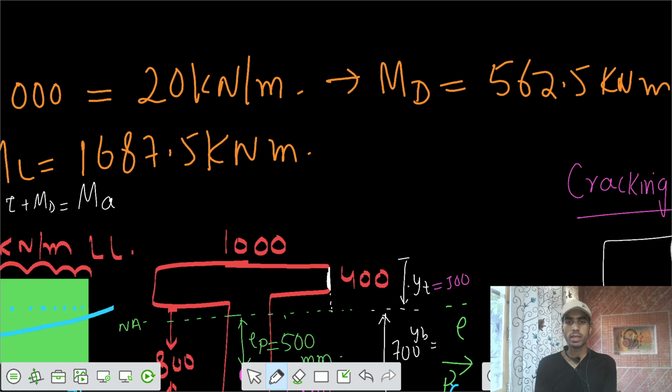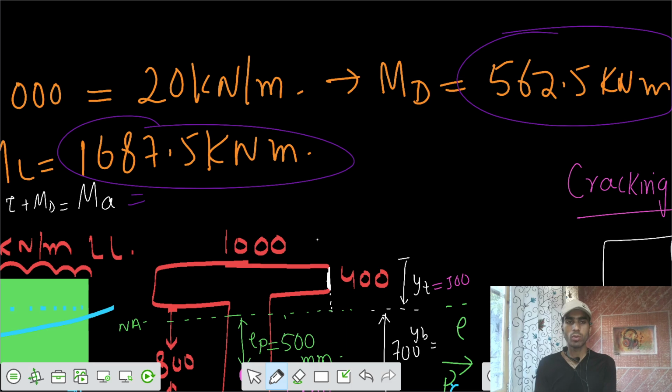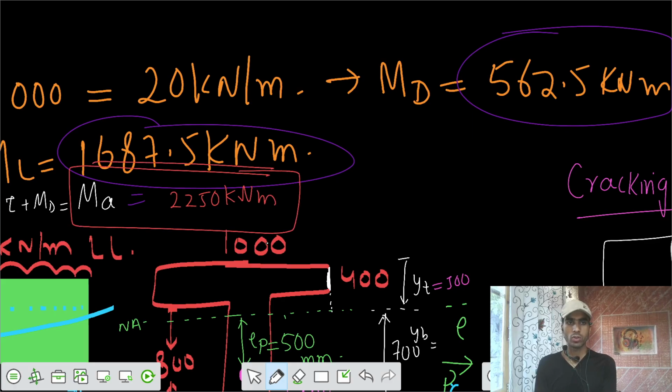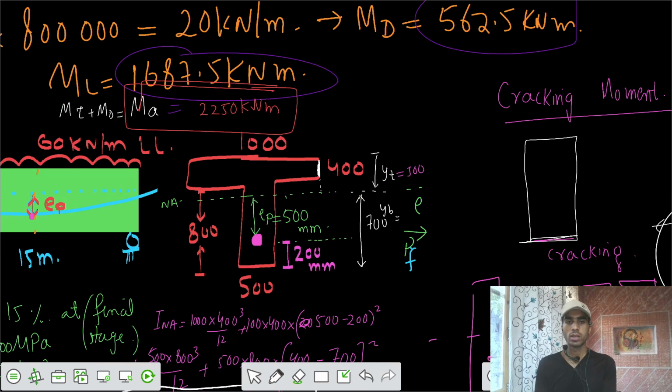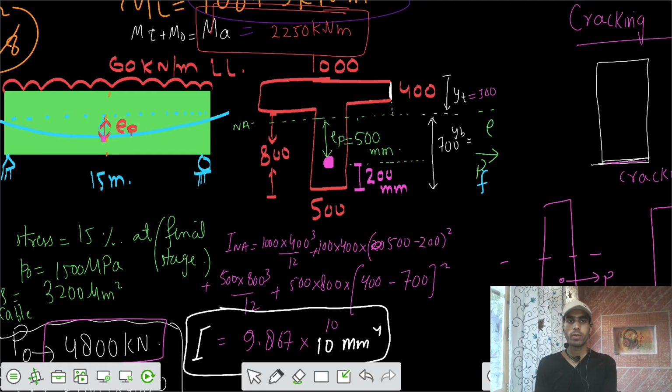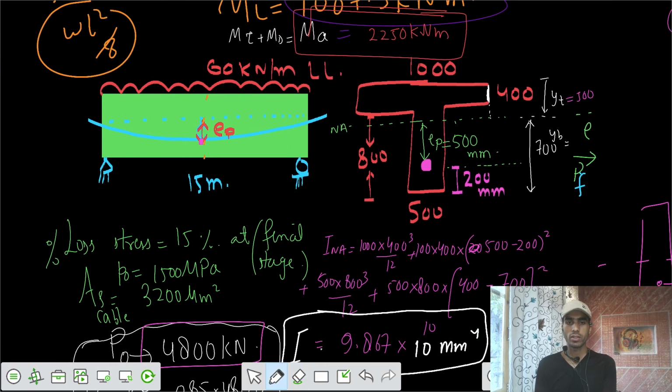So your moment, that's all moments. This is the sum of this one and this one. So the total moment is coming out to be 2250 kilonewton meter. So these are all those external moments, 2250 kilonewton meter. And we are applying that eccentricity. We also know there is some eccentricity of 500 millimeters. We have this cross section of 100 cross that. All that stuff, we are going to use that.